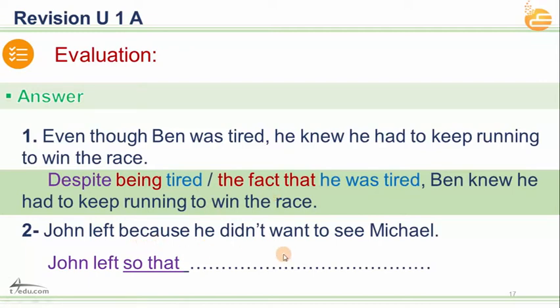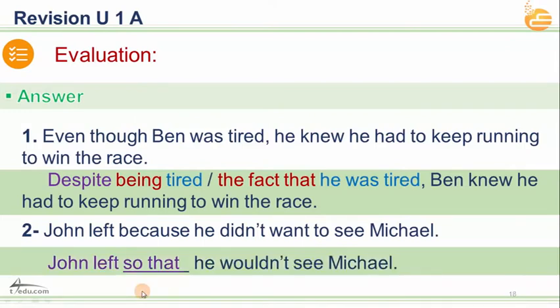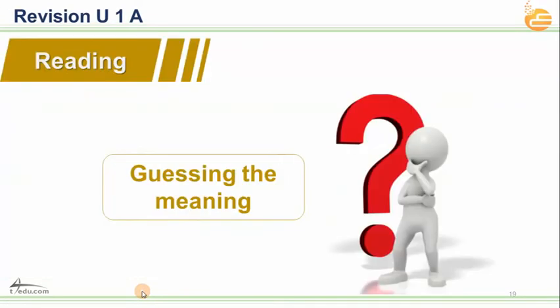Let's do number 2. John left because he didn't want to see Michael. John left so that what? You need to complete the sentence so it makes the same meaning. John left because he didn't want to see Michael. So John left so that he wouldn't see Michael.